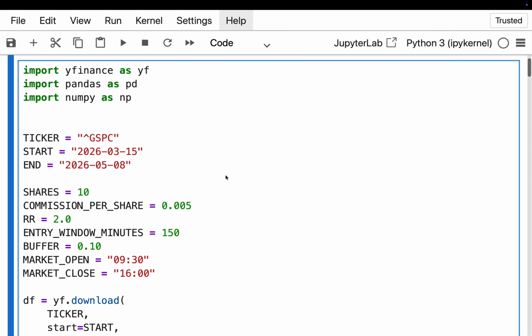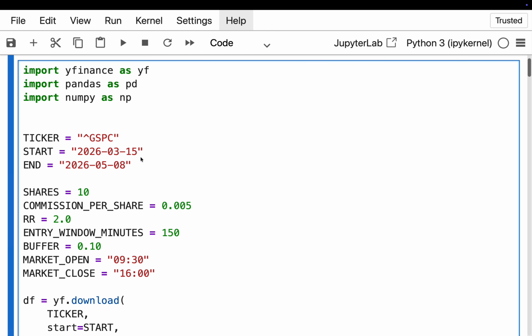So let's start at the top with the configuration. This is where you control everything without having to dig into the logic. We are running the strategy on the S&P 500, ticker ^GSPC. Obviously, you can test that on any asset you're interested in. I'm just taking the S&P as a broad market index.